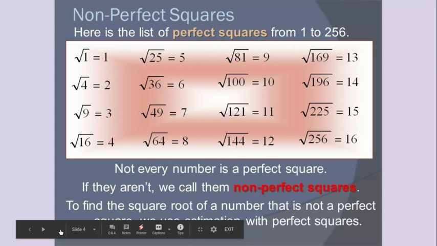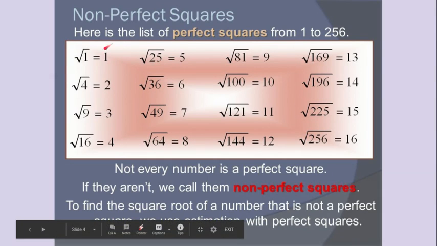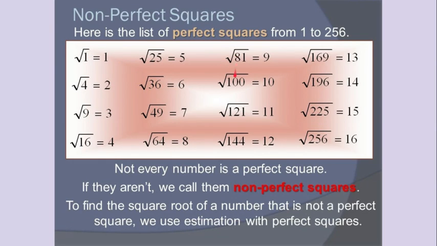So let's quickly go over these non-perfect squares. To explain non-perfect squares, here's a list of perfect squares. Your numbers 1, 4, 9, 16, 25, 36, 49, 64, 81, 100, 121, 144, 169, 196, 225, 256, just a small list of what are called perfect squares. And why are they called perfect squares? Basically, because when I take the square root of them, I get a whole number answer. So the square root of 1 is 1, square root of 4 is 2, square root of 9 is 3. You can read the rest for yourself. These are called perfect squares.